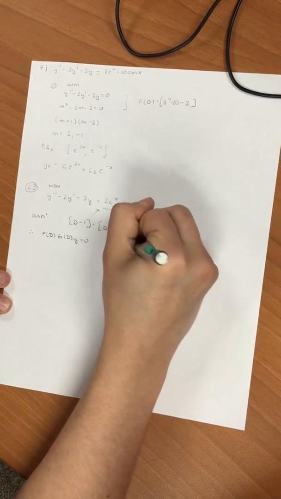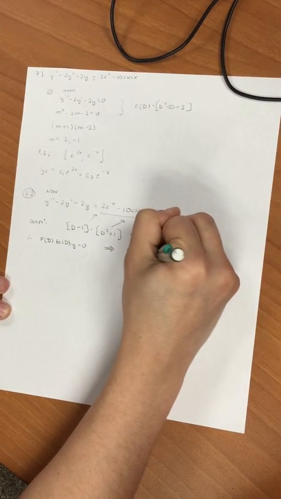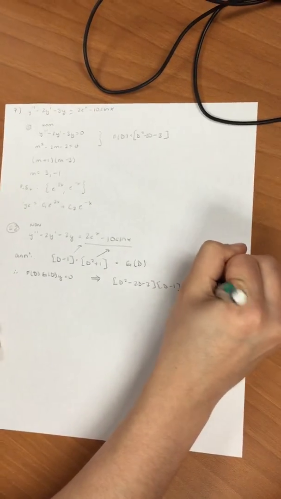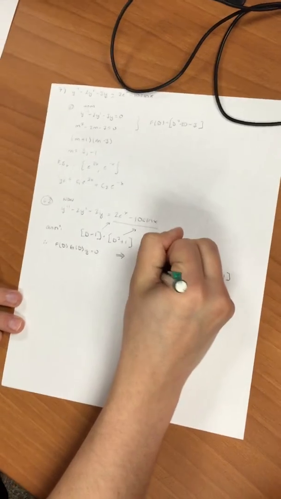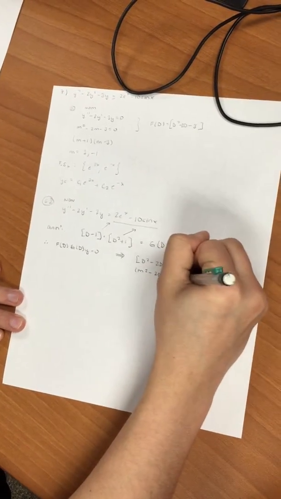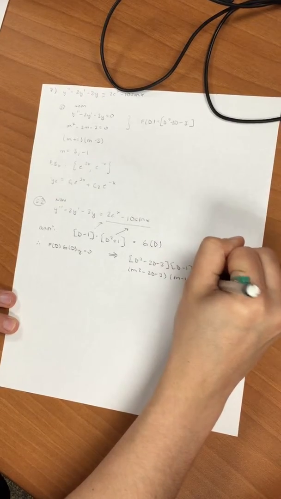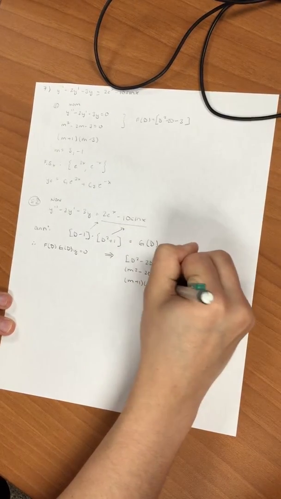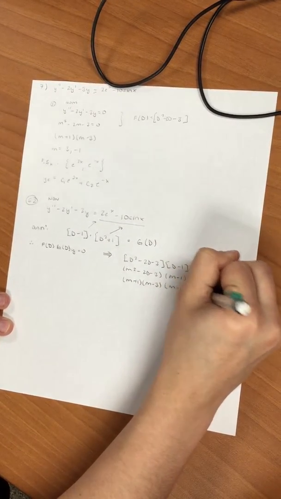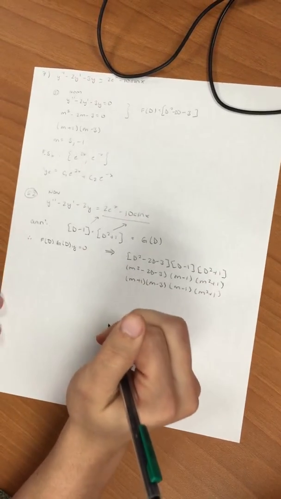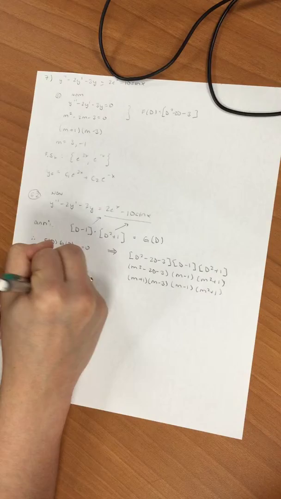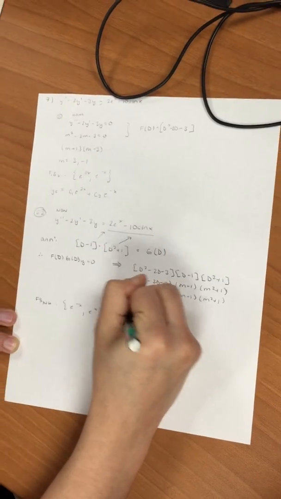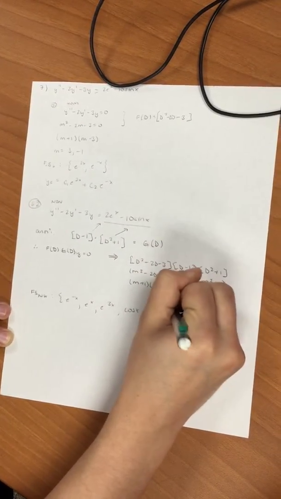which is going to be equal to our D squared minus 2D minus 3 times D minus 1 times D squared plus 1. We can plug in our m's to make it easier to look at. And factor. So from this we can get our fundamental solution non-homogeneous, which is going to be equal to e to the negative x, e to the x, e to the 3x, cosine of x, and sine of x.